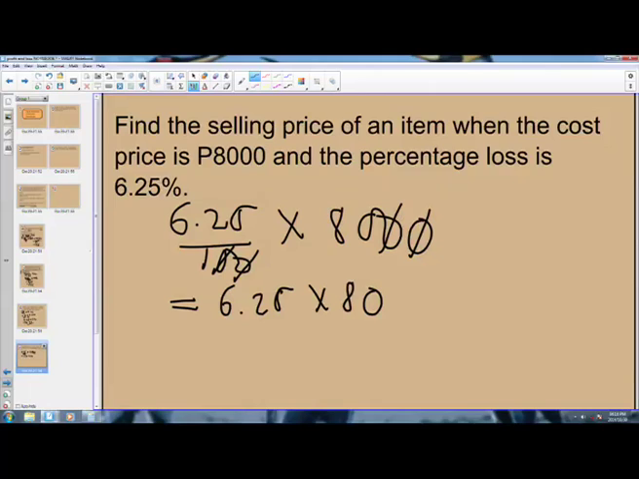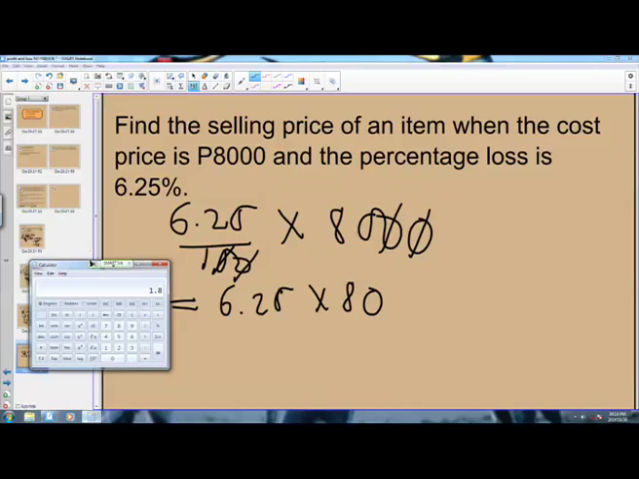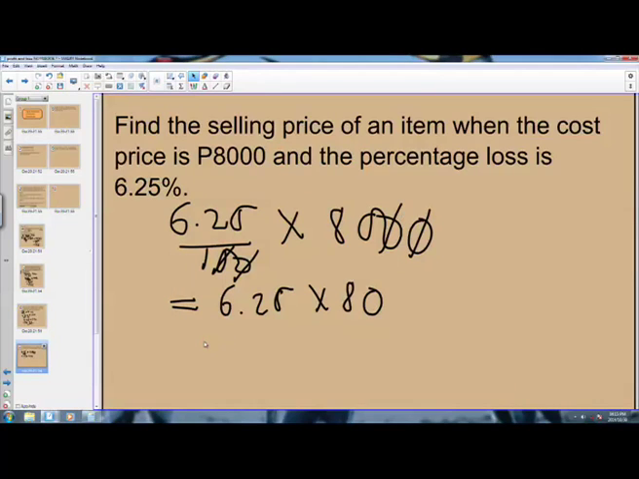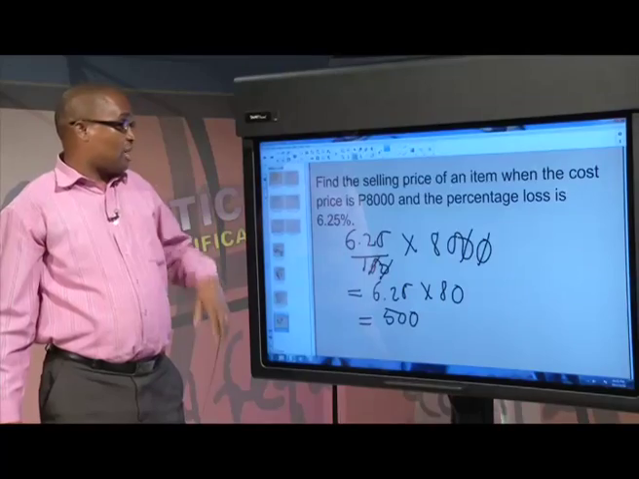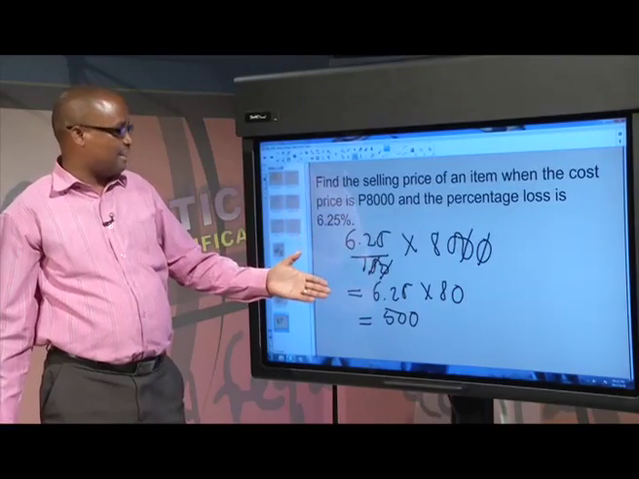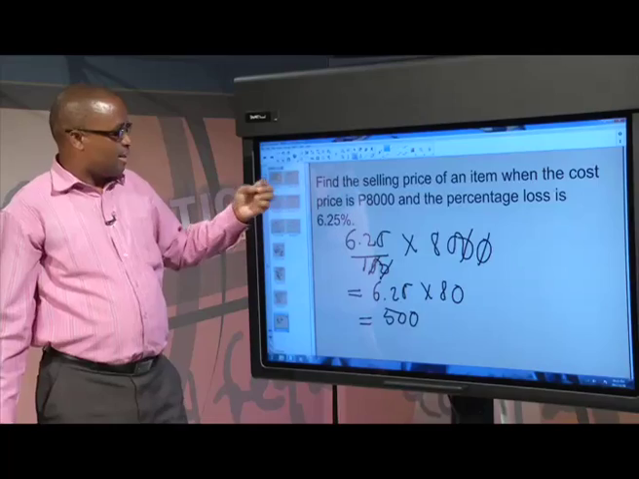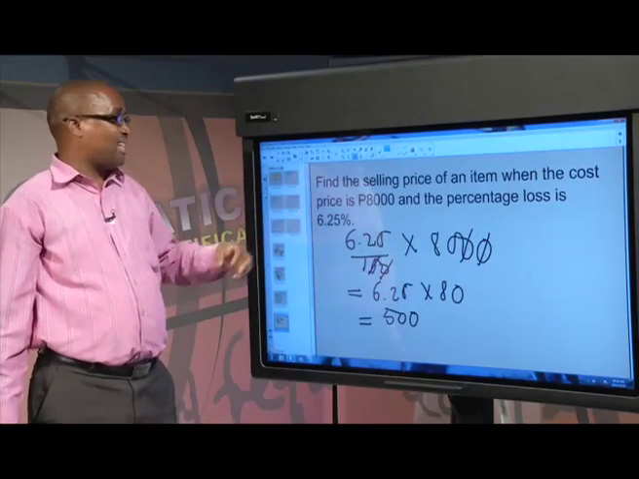The question says find the selling price. So we have to find this. Now take your calculator and multiply 6.25 times 80. Yes, it's times 80. This gives you 500. So our answer here is 500. Now, what does the question say? This 500 is the loss. It's not the percentage loss, but it's the loss.